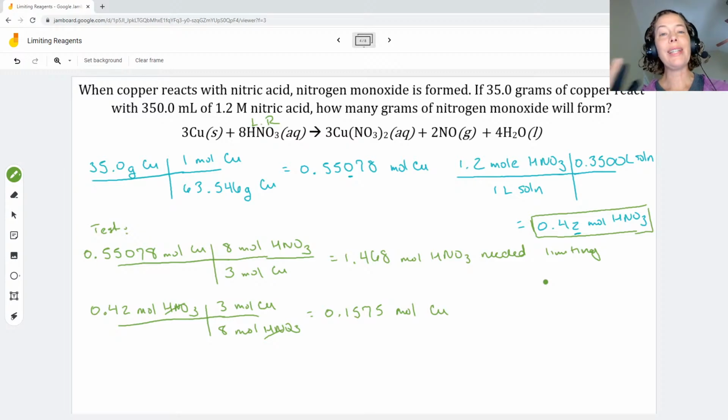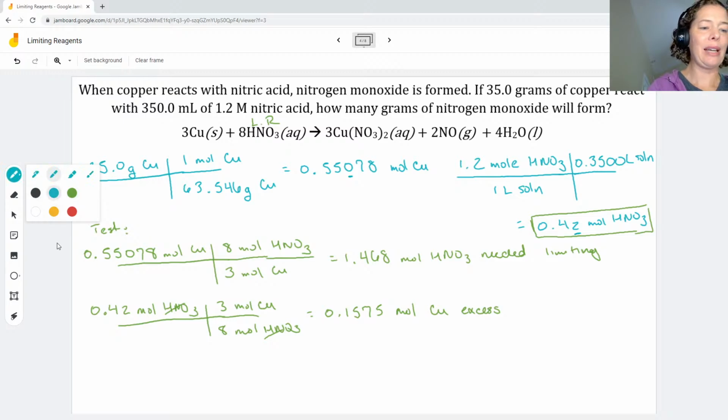Let's go to the storage closet. How much copper do I have? Oh, I've got plenty. I've got extra copper. I have more than enough. So copper is in excess. Again, which means that nitric acid is our limiting reagent. Okay, now that we know our limiting reagent, we can do our stoichiometry. We can actually answer the question that the problem asked us.